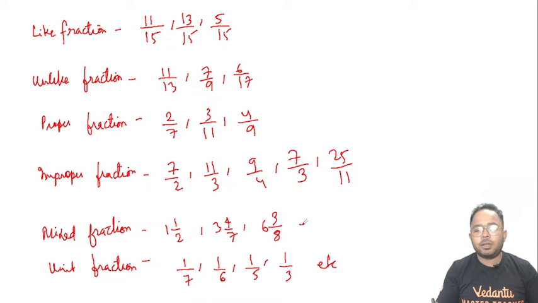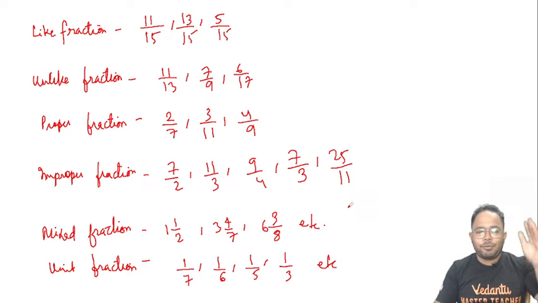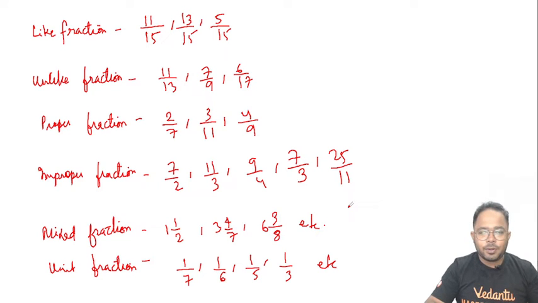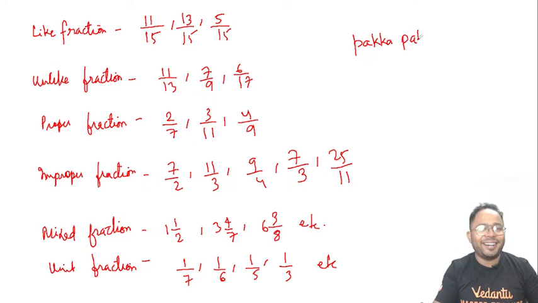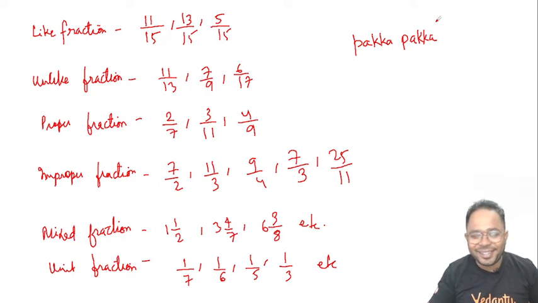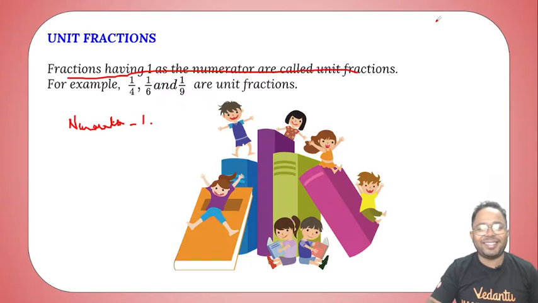Okay, so these were the examples and we have understood all these fractions, the different types of fractions very clear. So write in the chat box, अगर सारे fractions clear हो गए तो जल्दी से chat box में लिखो पक्का. पक्का means 100% understood. पक्का पक्का जल्दी से लिखो. Alright, चलो आगे बढ़ते हैं.